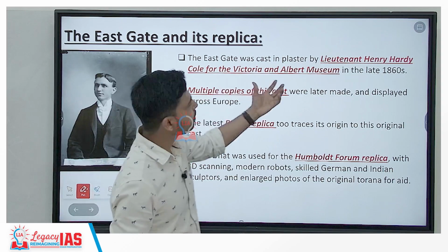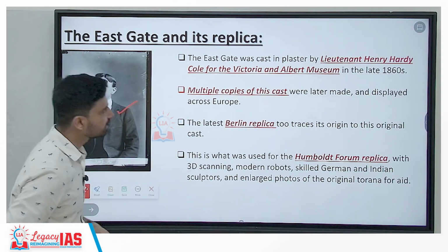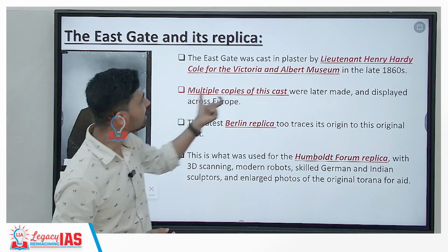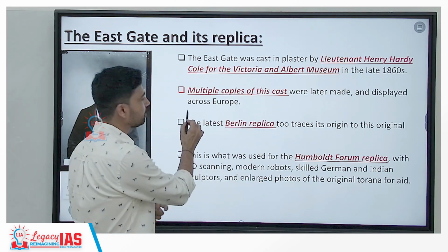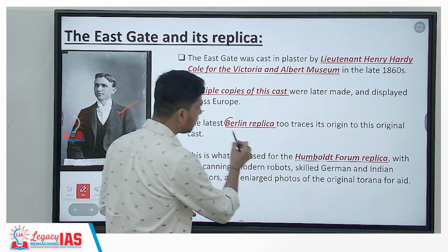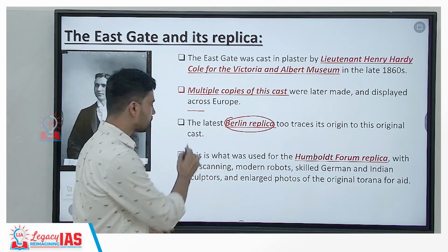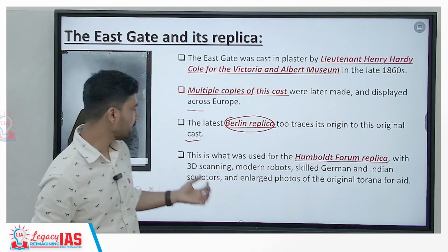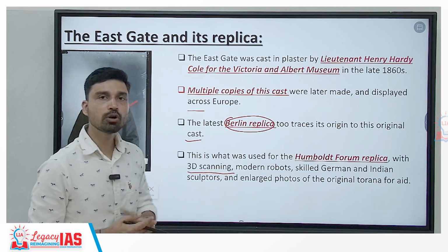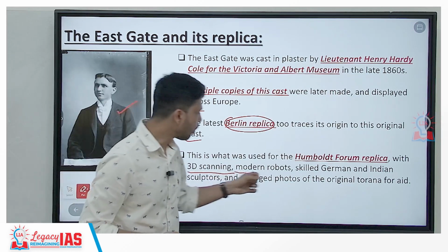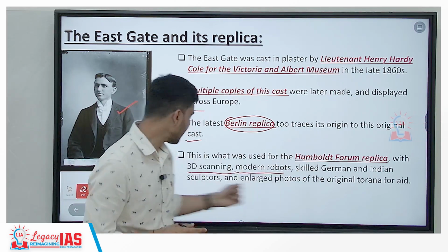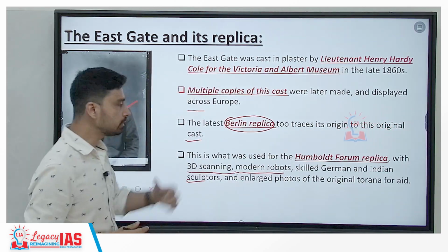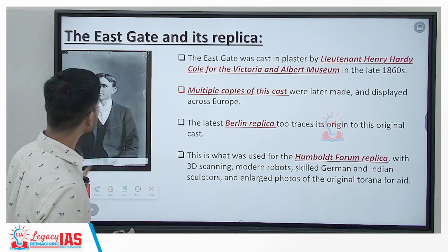The East Gate was cast in plaster by Lieutenant Henry Hardy Cole, H.S. Cole, as you can see from here, for the Victoria and Albert Museum somewhere in the late 1860s. Multiple copies of this cast were later made and displayed across Europe. And as we have discussed, the Berlin replica too traces its origin to this original cast, and in recent times for the Humboldt Forum replica, the methods adopted include 3D scanning, modern robots for designing it, skilled German and Indian sculptors, as well as enlarged photos of the original Toran to support the development of this gate.